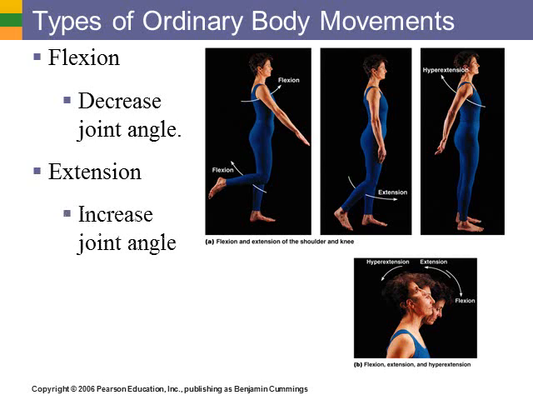Now, extension is just the opposite. That's increasing the joint angle, and again, that'll be in a sagittal plane. If you look at my picture here, when you're straightening your leg out, that's knee extension. But you can also have hyperextension of your head, where you tip your head way back like you're looking at the clouds. Flexion is looking down at your shoes, and extension is raising your head up.